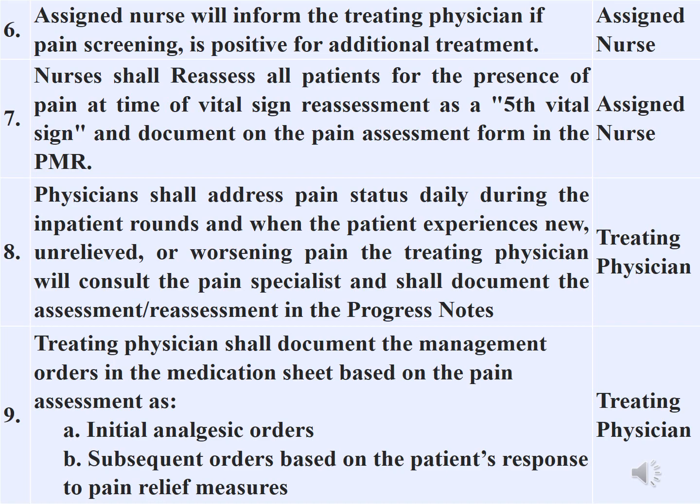Number six, assigned nurse will inform the treating physician if pain screening is positive for additional treatment. Number seven, nurses shall reassess all patients for the presence of pain at time of vital sign reassessment as the fifth vital sign and document on the pain assessment form in the patient medical record.